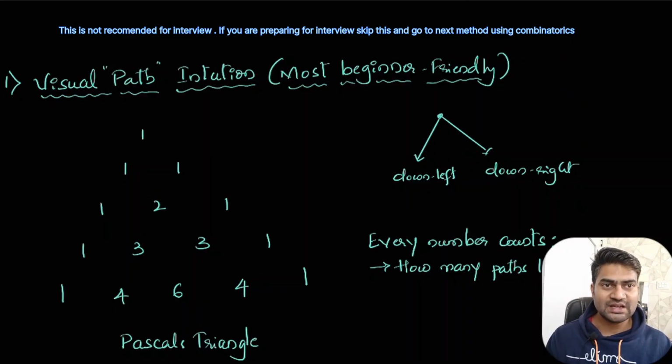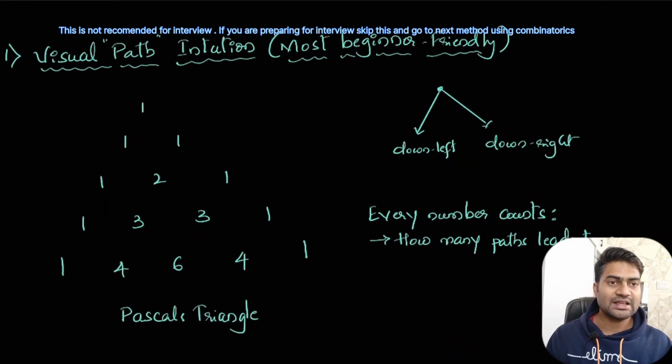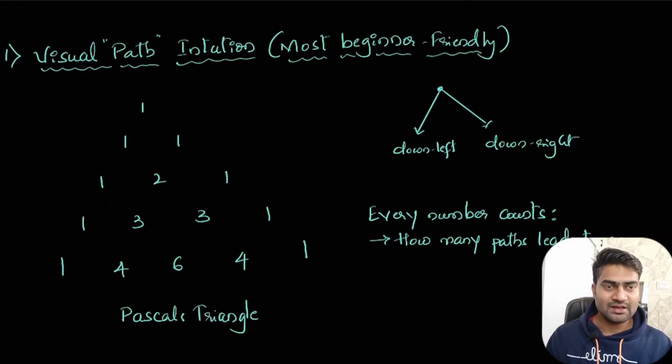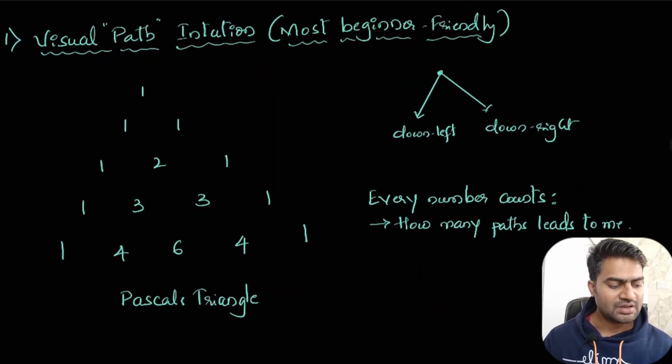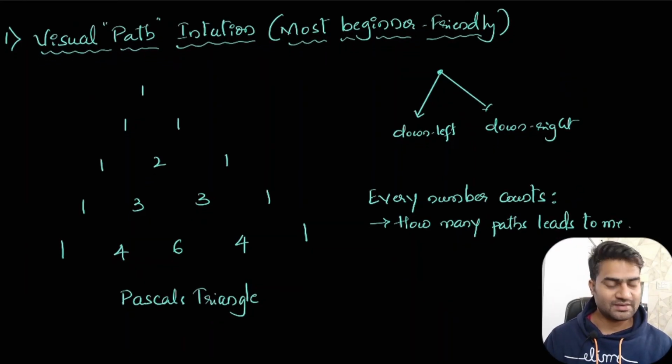The first method is a direct DP way. You can simply observe and try to implement this particular solution. So with that, let us try to understand this first way. Basically it is a visual path intuition method. It is a very beginner-friendly intuition.